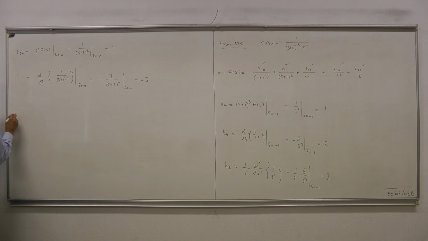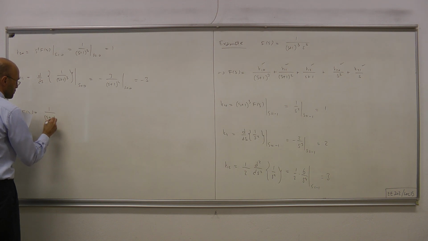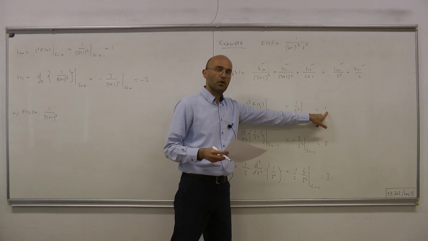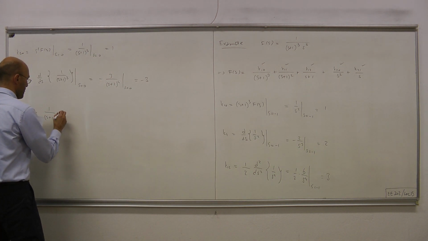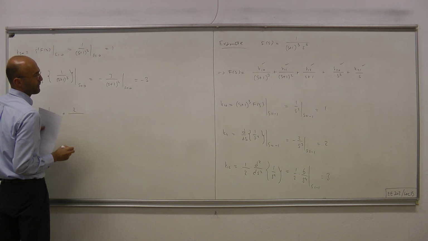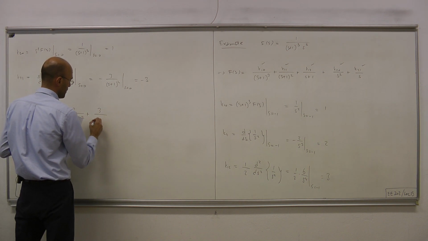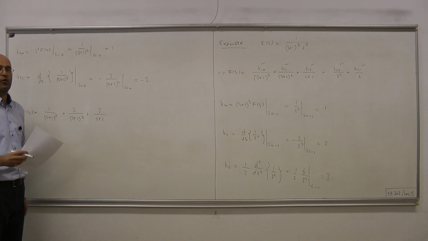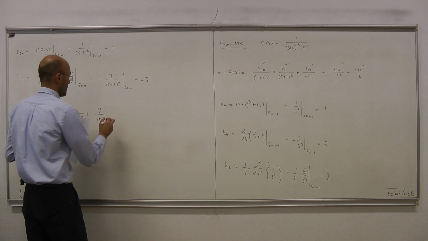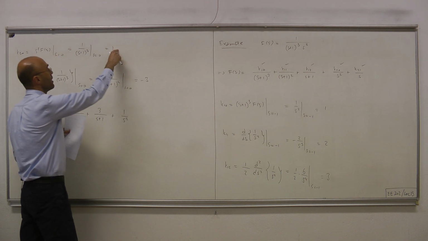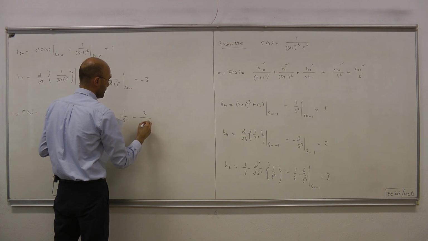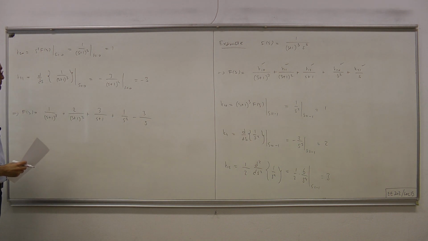Okay, so f of s now equals 1 over s plus 1 cube, because K10 equals 1, plus 2 over s plus 1 square plus 3 over s plus 1. Okay, those are the terms for the pole at minus 1. Then we have plus 1 over s square, and finally minus 3 over s. Okay, from which we can write f of t as follows.